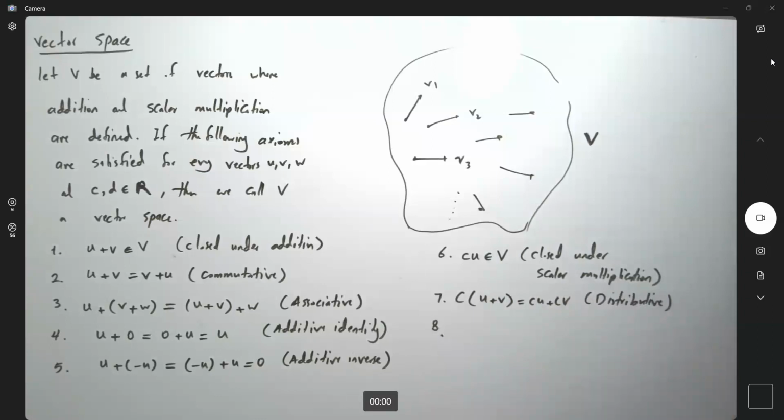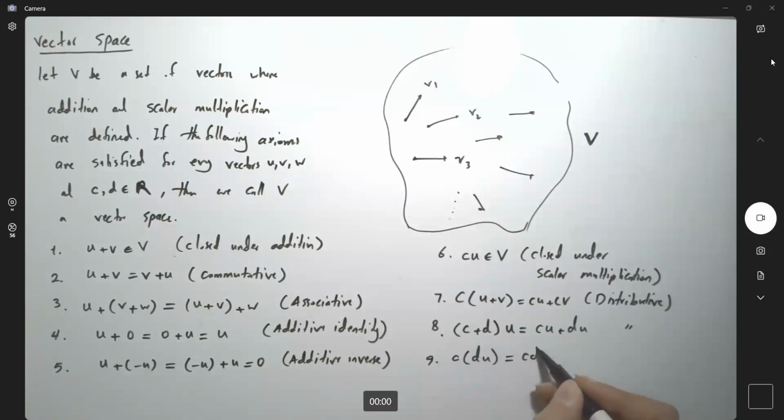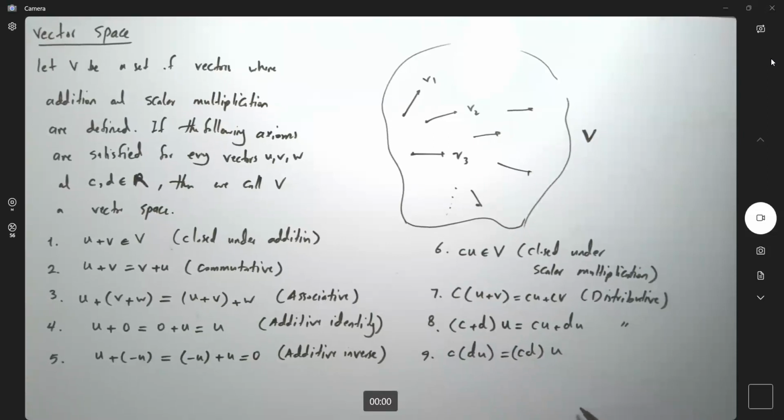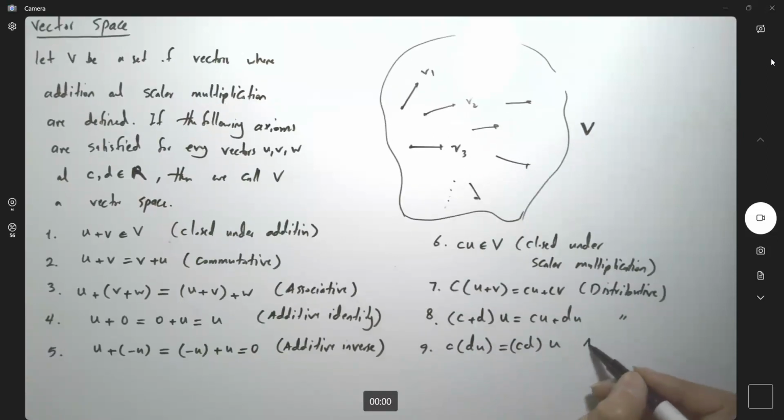Number 8, we have distributive property for the scalar as well. C plus D times U, the sum of two scalars is a scalar again, can be written as CU plus DU, again, distributive property. We also have associative property in the sense that multiplying C by DU is the same as multiplying CD by U. So associative property.